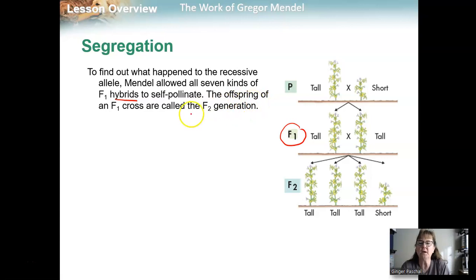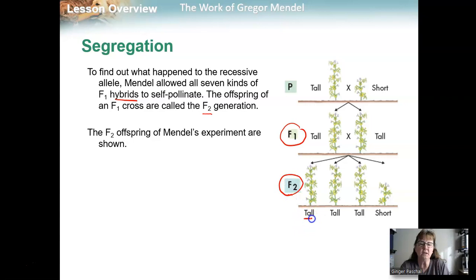So the offspring of an F1 generation is called the F2 generation. Bet you can figure out what the offspring of an F2 is called. Hopefully you said an F3. If you did, you are correct. The F2 offspring of Mendel's experiment are shown here.